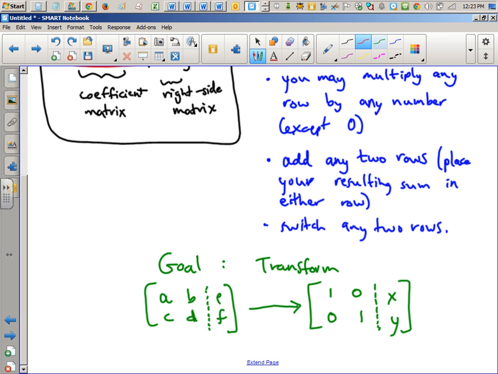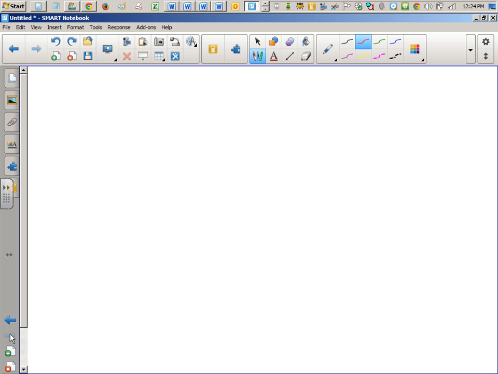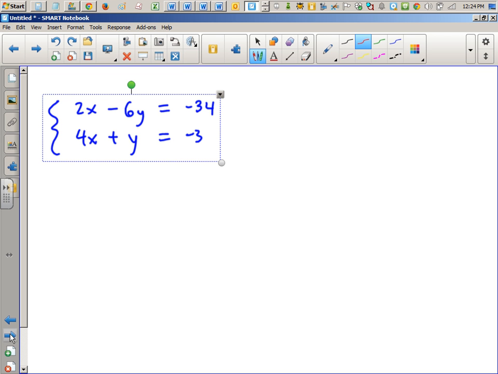A couple more vocab words here. The left side is called the identity 2 matrix. This is the identity matrix with dimensions 2 by 2. And these are just your solution to the problem. Like when you're done transforming, your answers for x and y will be chilling on the right. They'll be waiting for you to circle them. Okay? So let's give this a try. This is called row reduction. Alright, here is the problem. Here is the augmented matrix version of it.